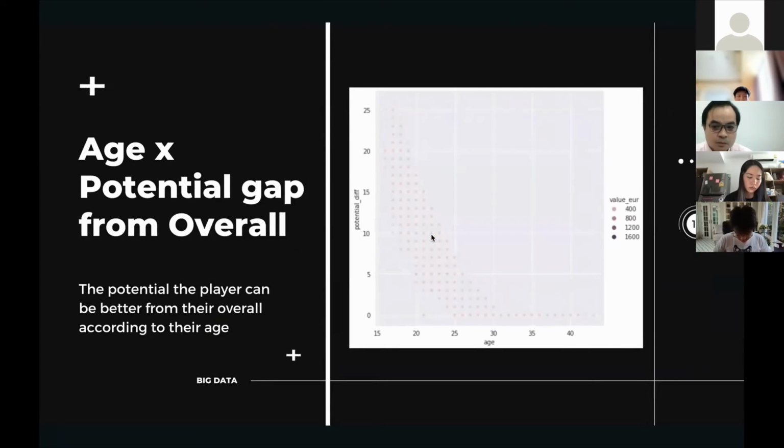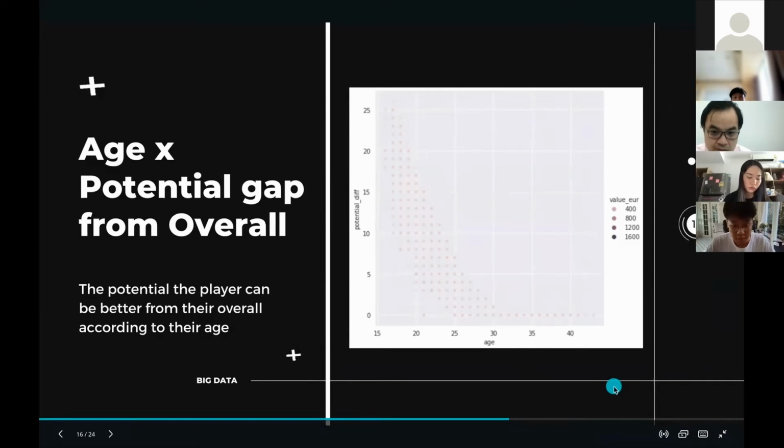So what I did is I subtracted the overall rating from the potential and looked at the difference. What we can see is that the younger the age, the more difference there is between potential and overall of the player, which means that the player can be improved much more when they are younger. If they get older, their overall and potential are almost the same.